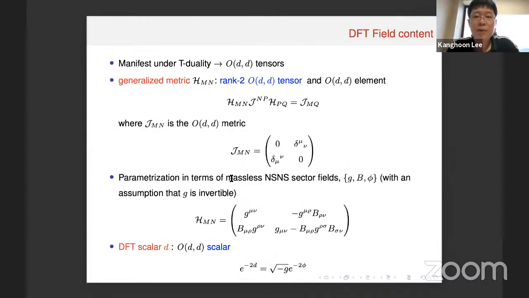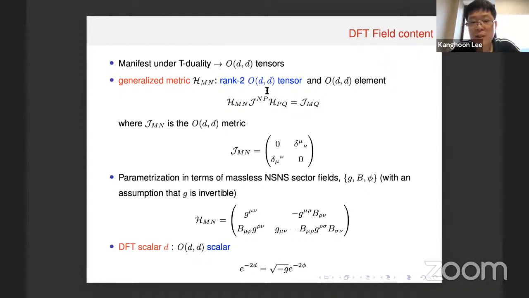So let me tell you the DFT field content. The manifest T-duality means that we have to use all the O(D,D) tensors. I mean, it transforms as a tensor under the O(D,D) transformation. So there are two fields. The first one is the generalized metric. It's a symmetric O(D,D) tensor, as well as an O(D,D) element. So yeah, they are different things, O(D,D) tensor and O(D,D) element.